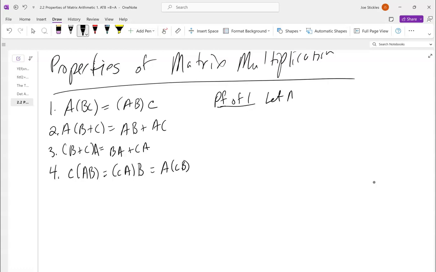All right, so let's let A be m by n. We'll let B be n by p. And we'll let C be p by q. Notice I need to make sure that my n's match for my A and my B, because the A times the B will get multiplied together. And I need to make sure my p's match, because my B and C get multiplied together, right?